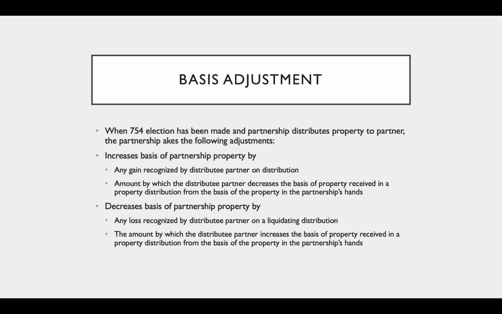When that election has been made and the partnership distributes property to the partner, the partnership makes the following adjustments. It increases the basis of partnership property by any gain recognized by the distributee partner on the distribution, and the amount by which the distributee partner decreases the basis of property received in a property distribution from the basis of the property in the partnership's hands. It would decrease the basis of the partnership property by any loss recognized by the distributee partner on a liquidating distribution, and the amount by which the distributee partner increases the basis of property received in a property distribution from the basis of the property in the partnership's hands.